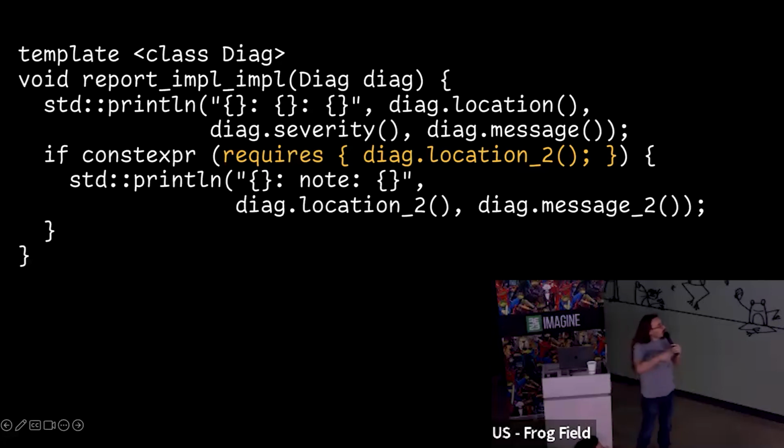It means like 50 things, but requires in this case is compiler magic which says, hey, does this code compile? If it compiles, returns true. If it doesn't compile, return false. So if calling .location2 succeeds in terms of compiling, then it'll emit the code for the second println. Otherwise, it doesn't. Yes?